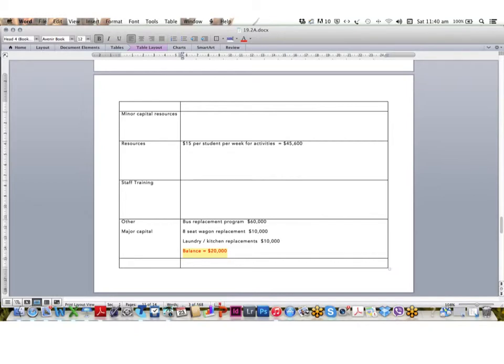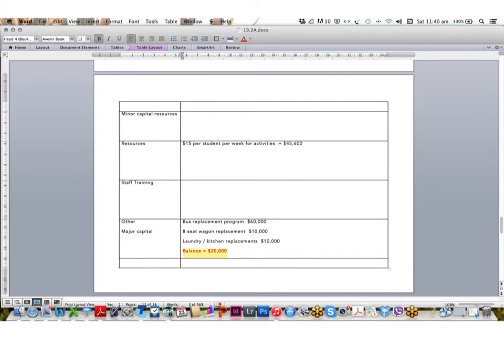And then we looked at things like major capital, and the major capital items are things like buses and vehicles, your laundry equipment like washing machines and dryers and your dishwasher, those sort of things. You would never actually budget to replace one of those entirely in 1 year. The way that you would do that is more likely to budget over several years, so that you're putting so much money towards replacing them. So we decided to put $60,000 towards bus replacement. That means that if there were 2 buses, they'd probably be replaced every 5 years.